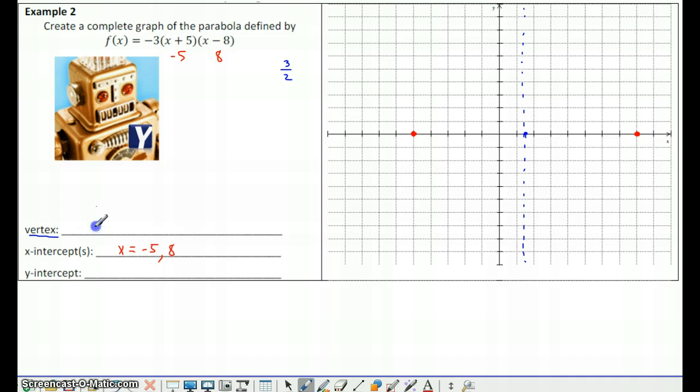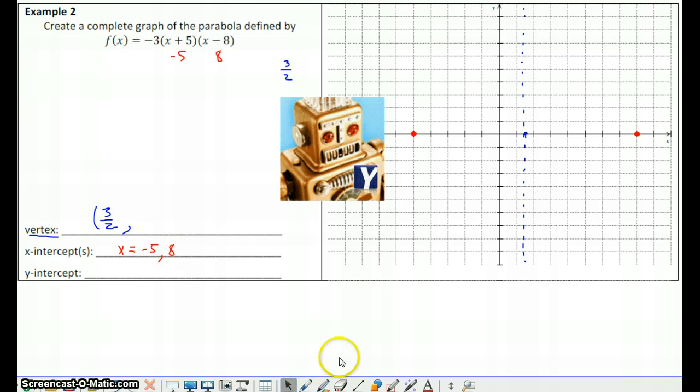So for the vertex, I already know that the x value is 3/2. To find the y value, all I have to do is evaluate f of 3/2. So I'll go ahead and do that. f of 3/2 is -3 times (3/2 plus 5) times (3/2 minus 8). So this is where we have to do quite a bit of fractions.